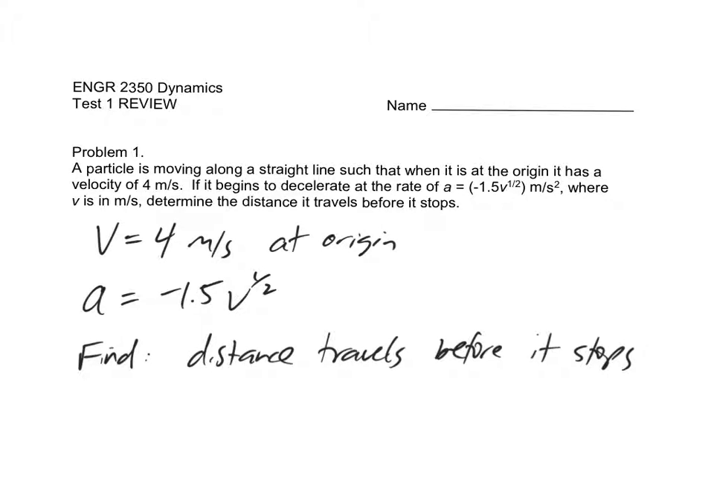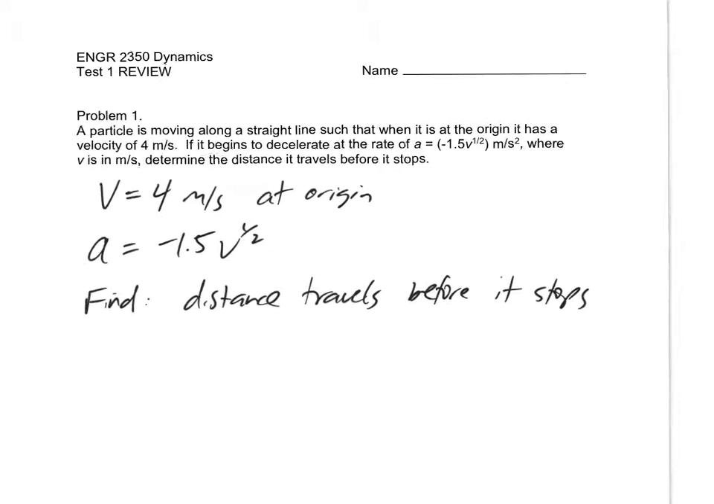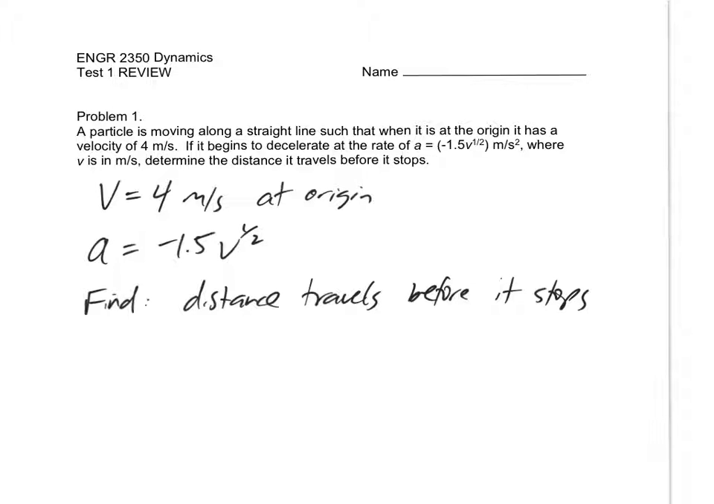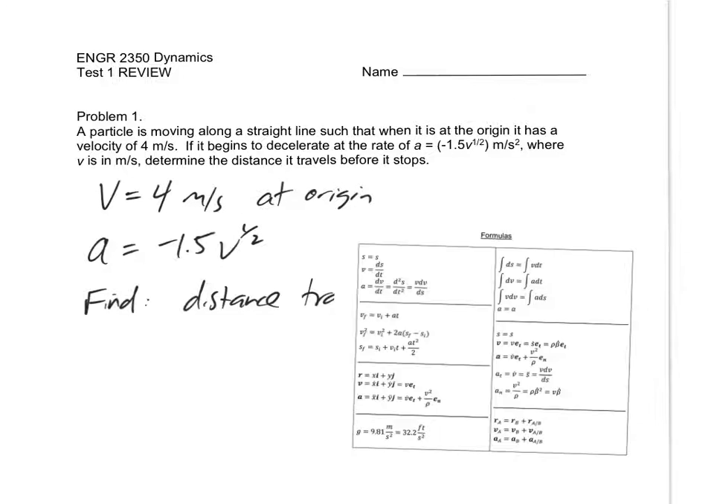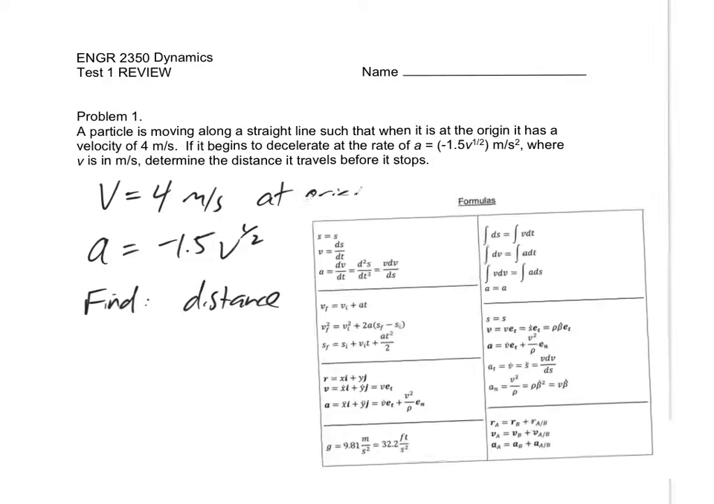Okay, so this is one of those problems where acceleration is given in terms of velocity, and we want to find distance, or we want to find position. How do we handle a problem where acceleration is given in terms of velocity? Well, let's look at our equation sheet. So here's our equation sheet. First thing I would do on your test is tear this last page of the test off. Last page is our formula sheet. Tear that off, put it beside you so you can work this problem out with your formula sheet right beside you. So if I have acceleration in terms of velocity, how do I handle that?